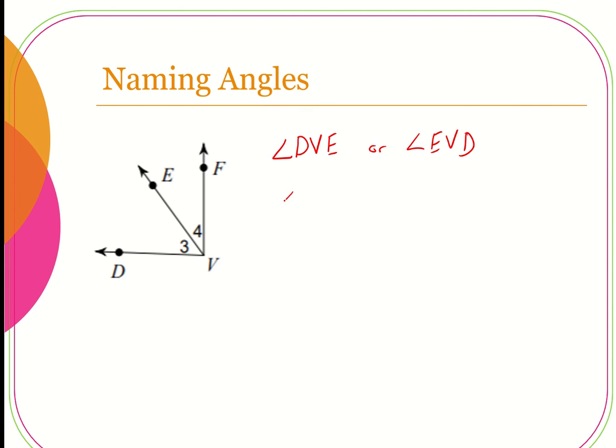You could have called angle 4, angle EVF. Notice V is in the middle, your vertex, or angle FVE. So that vertex is the point where the two rays come together. There's a third angle here. So this is one angle, and we can name it either way.